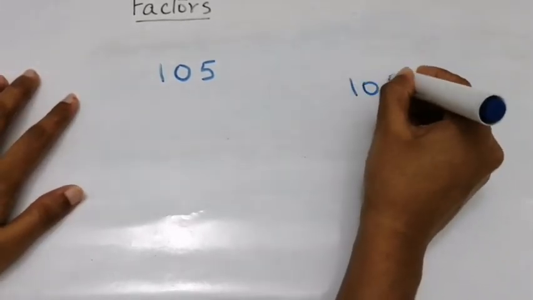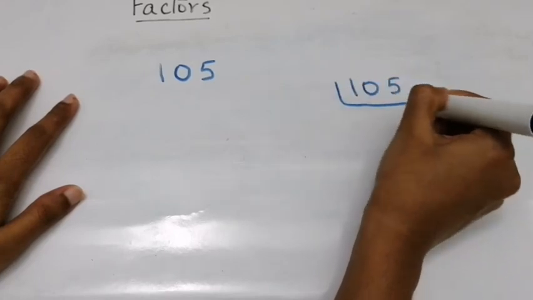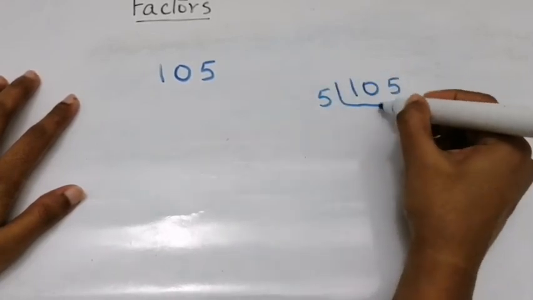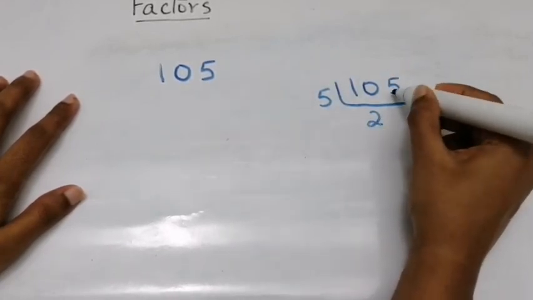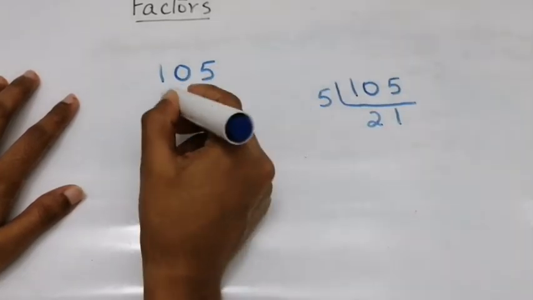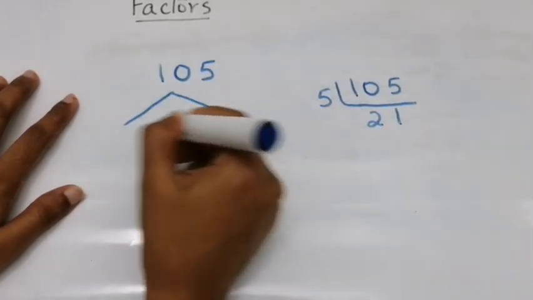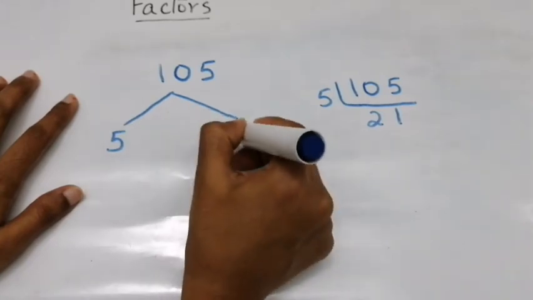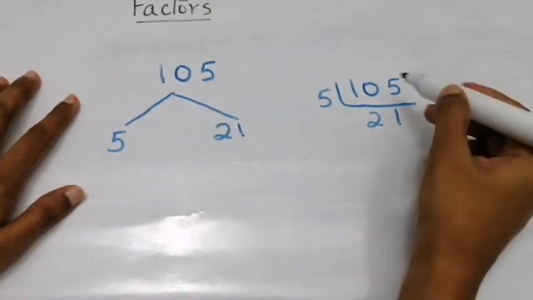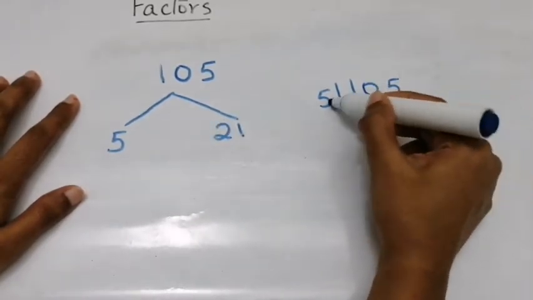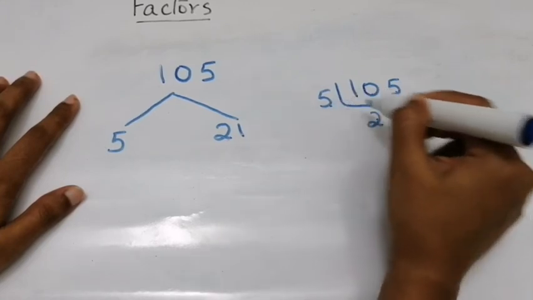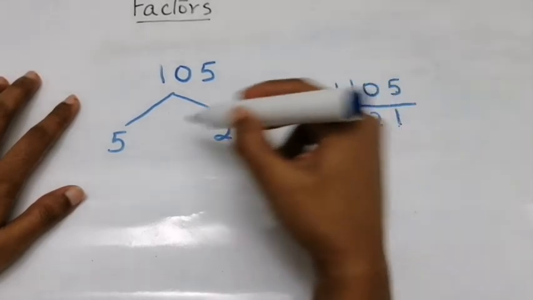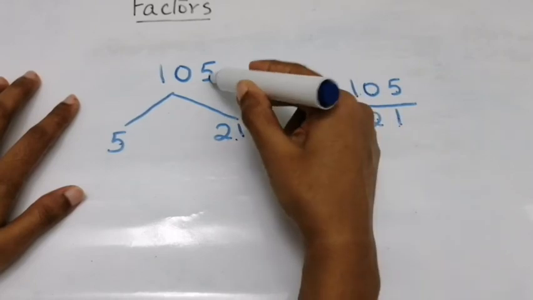Okay, now you can do this one. 105. So 105, let us see in 5's table. 5 into how much? 5 2's are 10 and 5 1's are 5. Okay, you can do like this also. 5 into 21. See, 5 2's are 10, 5 1's are 5. That means 5 into 21 is 105. So I wrote 5 into 21 is 105.